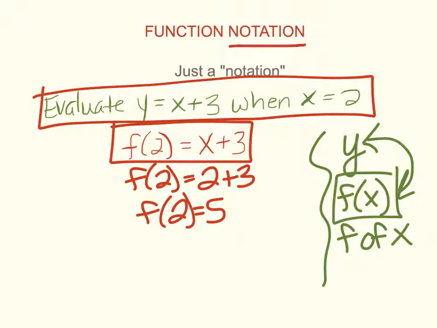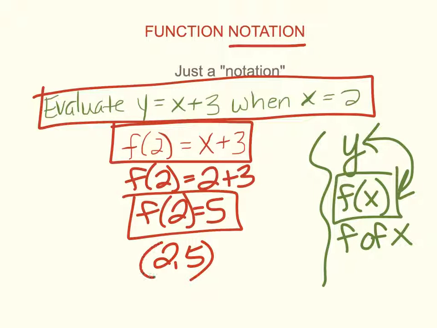And when you reach your final answer, you have a lot of information in here. F of 2 equals 5 means what was the output when the input was 2. You could think of it as a coordinate pair. The input of 2 gave us an output of 5. Let's try another one.